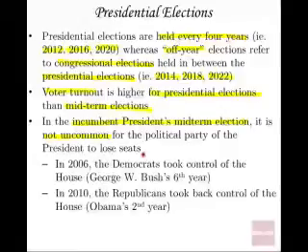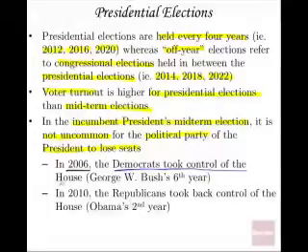It's common for the political party of the president to lose seats. For example, in 2006, it was not a good year for George W. Bush. The Democrats took control of the House, which was George W. Bush's 6th year in office. Usually, the midterm of the second term of the president's office, the 6th year, is not too favorable to the president.